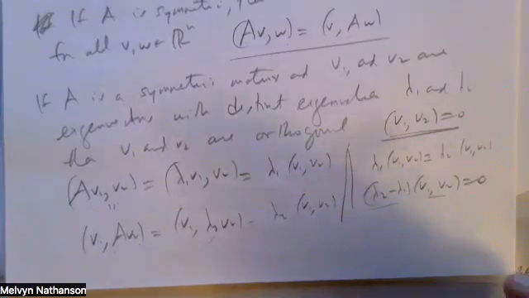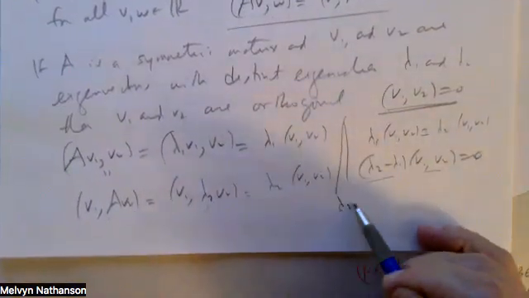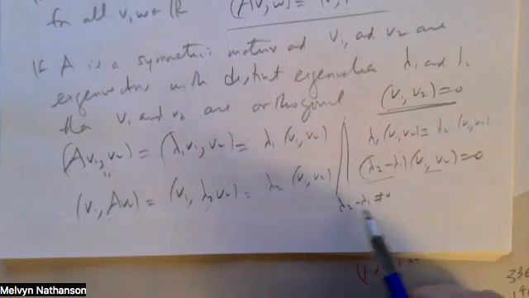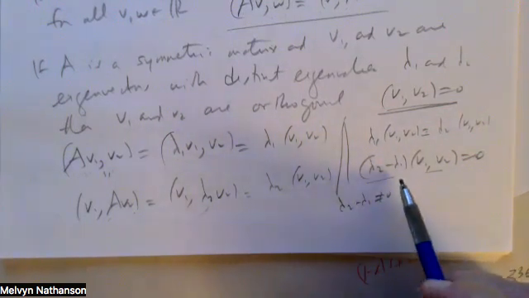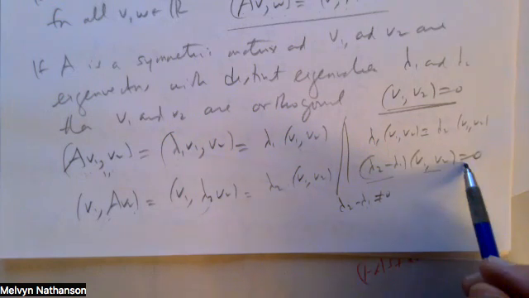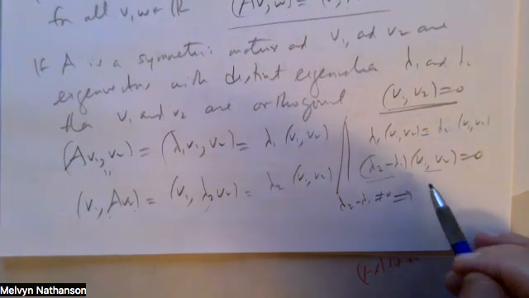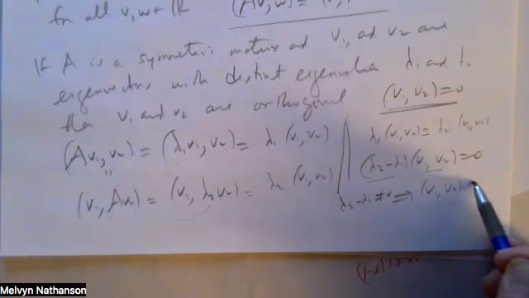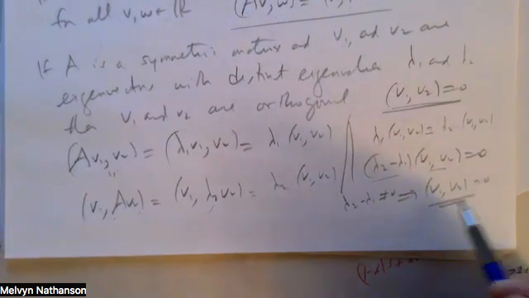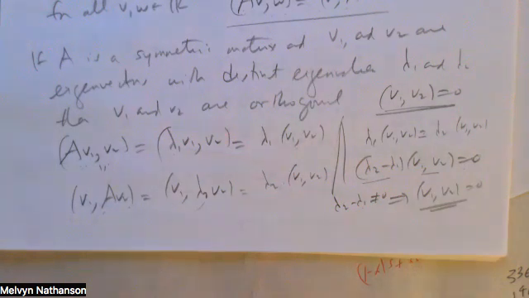So this number times this number is 0. But lambda 2 minus lambda 1 isn't 0 because lambda 1 and lambda 2 are different. So if a product of two numbers is 0 and one is non-zero, then the other has to be 0. And the other number is the inner product of V1 and V2, and that's 0. So when you have a symmetric matrix, eigenvectors with distinct eigenvalues are automatically orthogonal.